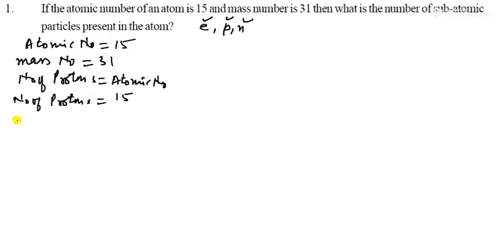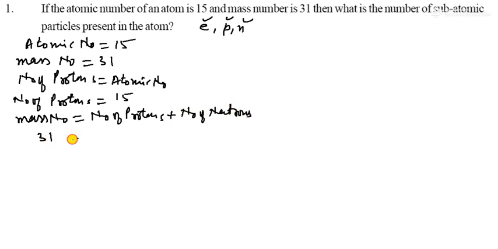Now come to the mass number. Mass number is equal to number of protons plus number of neutrons. Mass number is given as 31 and number of protons is 15 and here is neutron. So 31 minus 15 is neutron. So neutron is equal to 16. Now we are finding the number of protons and number of neutrons.